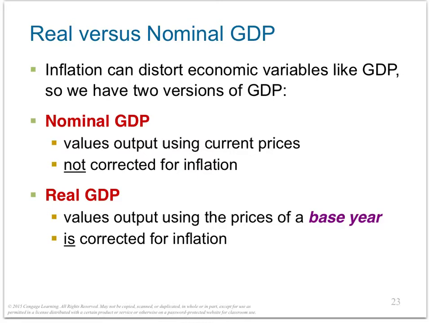So we are trying to understand the value of output using the prices of a constant, specific year so that we can control for changes in the price. To make it clear, for instance, to calculate the real GDP, we use 2005 prices. So what does that mean? In 2012, when you calculate the real GDP, you're still using 2005 prices, but with 2012 quantities. And if you want to look at the real GDP in 2014, the same logic applies. You are going to use 2005 prices, but using 2014 quantities of goods and services.